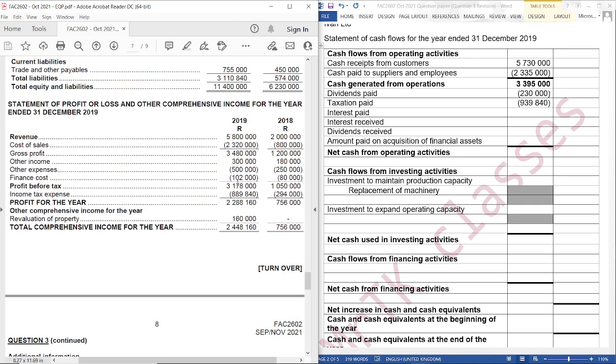Okay. Then what else? I'm not seeing any additional information in regards to interest, but I can see we have finance cost of 102,000. So it means at the end of the year and also at the beginning of the year, there was no outstanding interest, and also interest was not paid in advance at the beginning of the year and was not paid in advance at the end of the year. So that amount that we have is what was paid because nothing was outstanding.